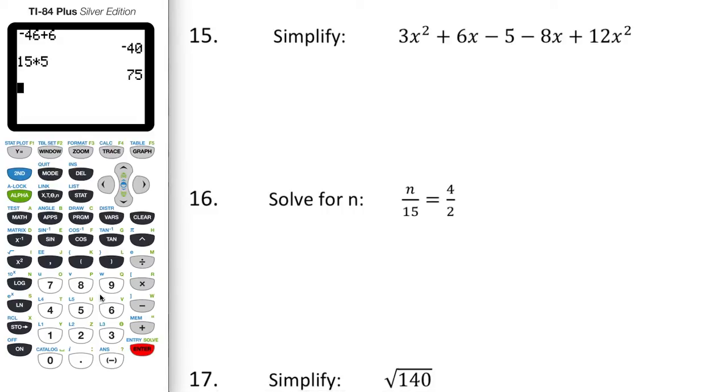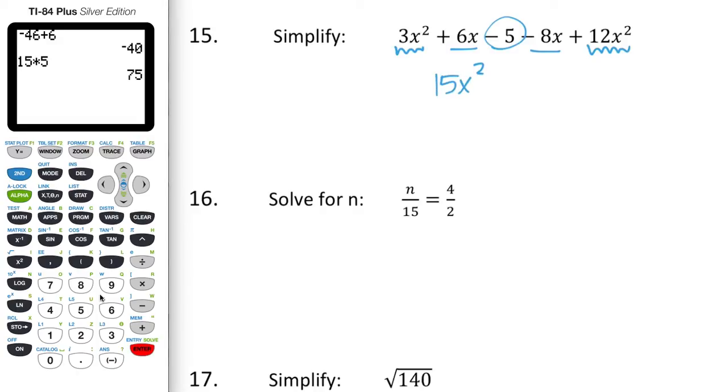So we're going to have an x squared and an x squared. Remember, they have to have the exact same variable and exponent. Then we have our x. Our x's are 6x and our negative 8x. Then we have our minus 5, which is alone. So if we combine our like terms here, we're going to have 3x squared plus 12x squared, which is going to give us 15x squared.